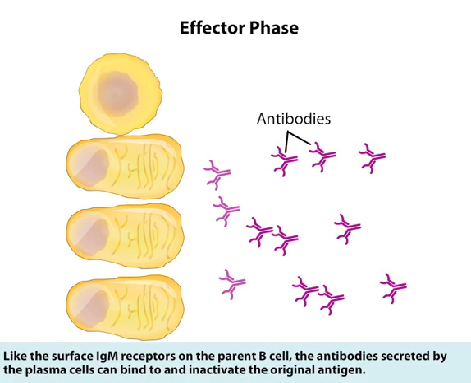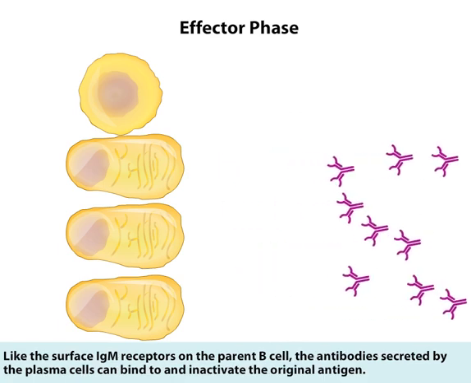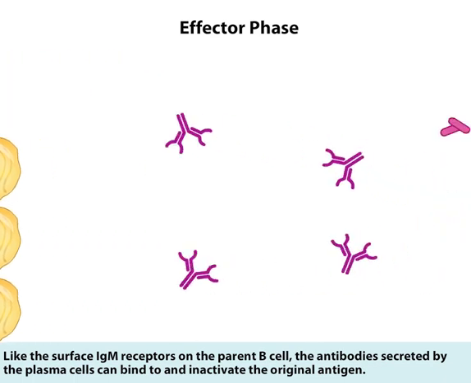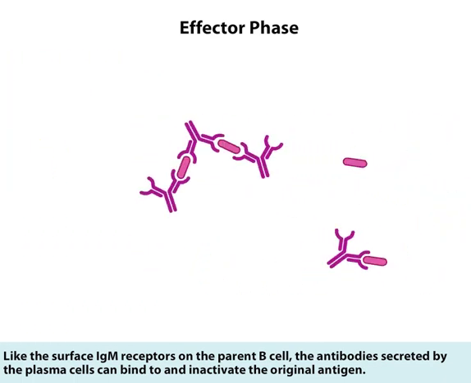Like the surface IgM receptors on the parent B cell, the antibodies secreted by the plasma cells can bind to and inactivate the original antigen.